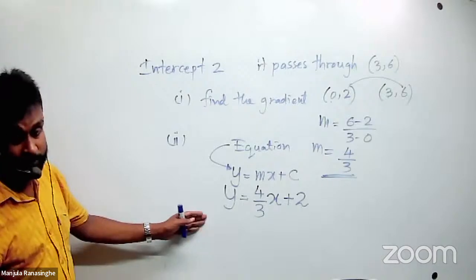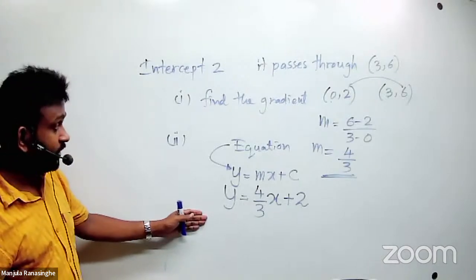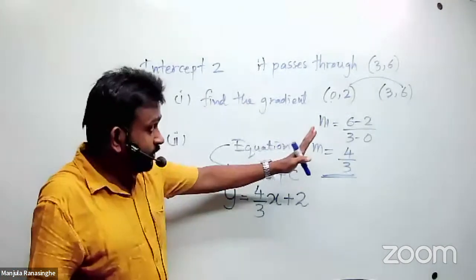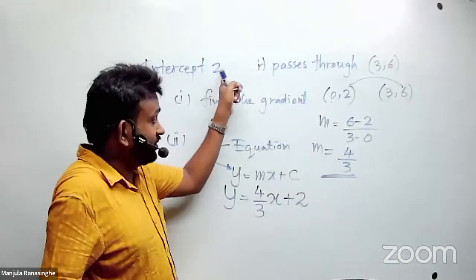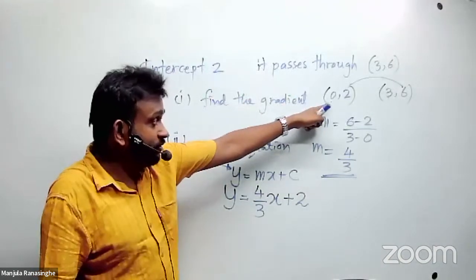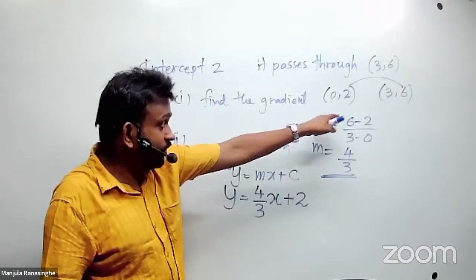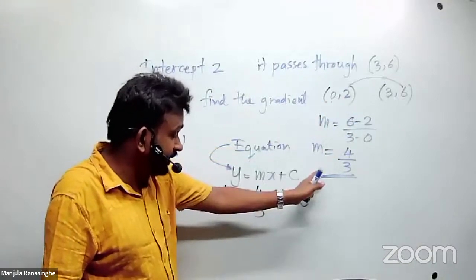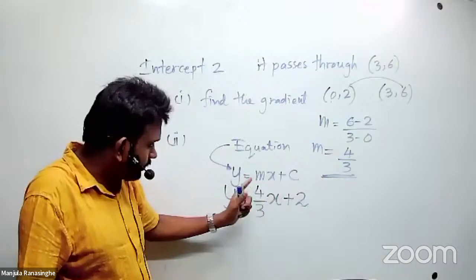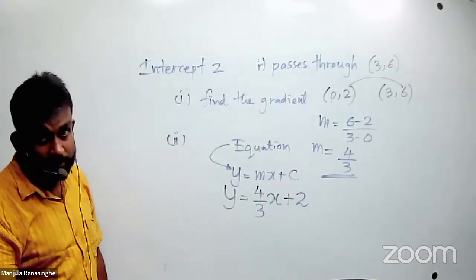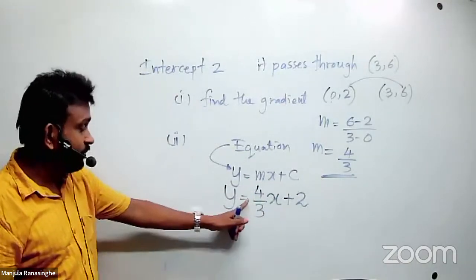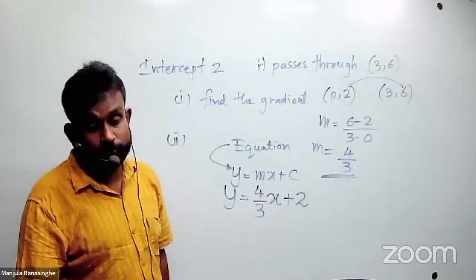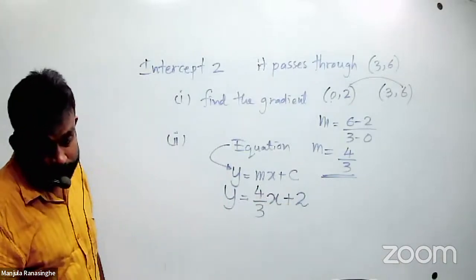When we are given an equation question, we need to find the gradient, because the intercept is given as a point. We can write it as a point. With use of that point and the given point we find the gradient, then we have the intercept. Substitute into the equation y equals mx plus c: m is 4 upon 3, c is plus 2.